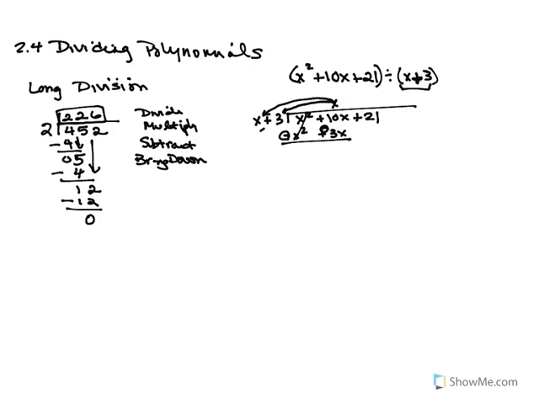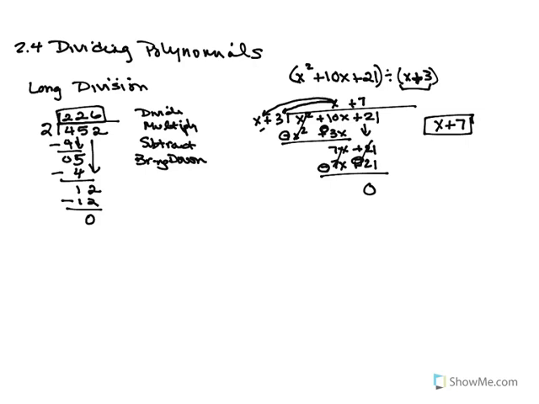So we get 7x. And then we bring down plus 21. Yes? So then we do what? Start over. x divided into 7x is a 7. Then we multiply 7x plus 21, subtract, everything cancels, no remainder. So x plus 7 is the answer.